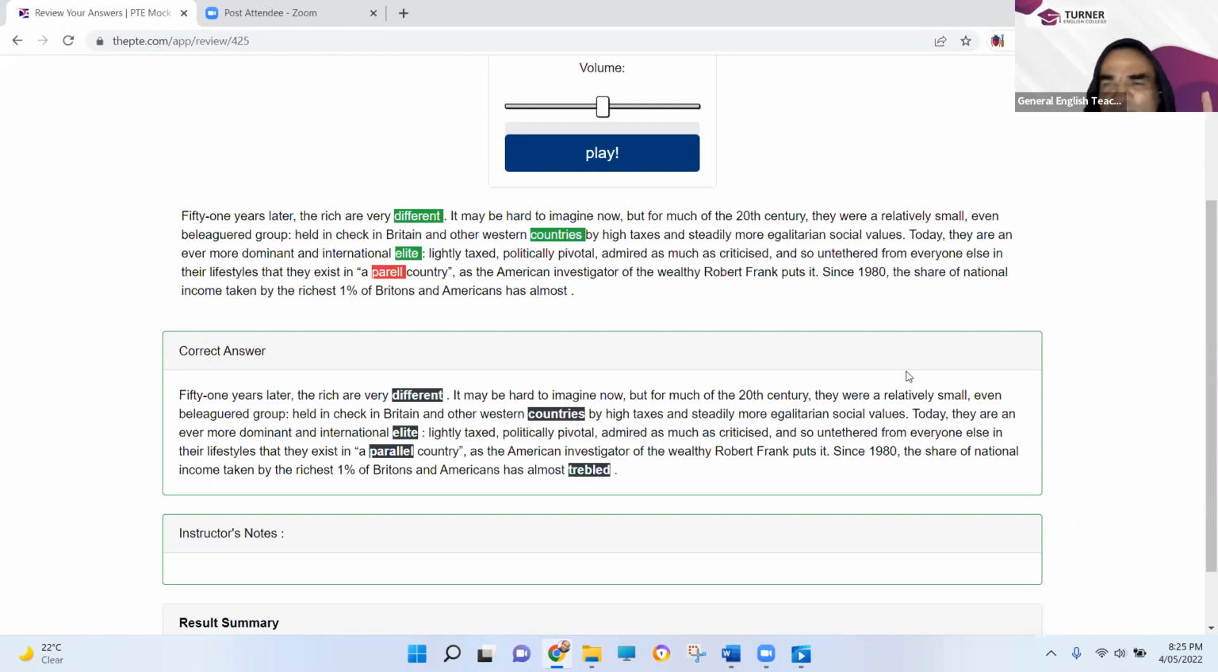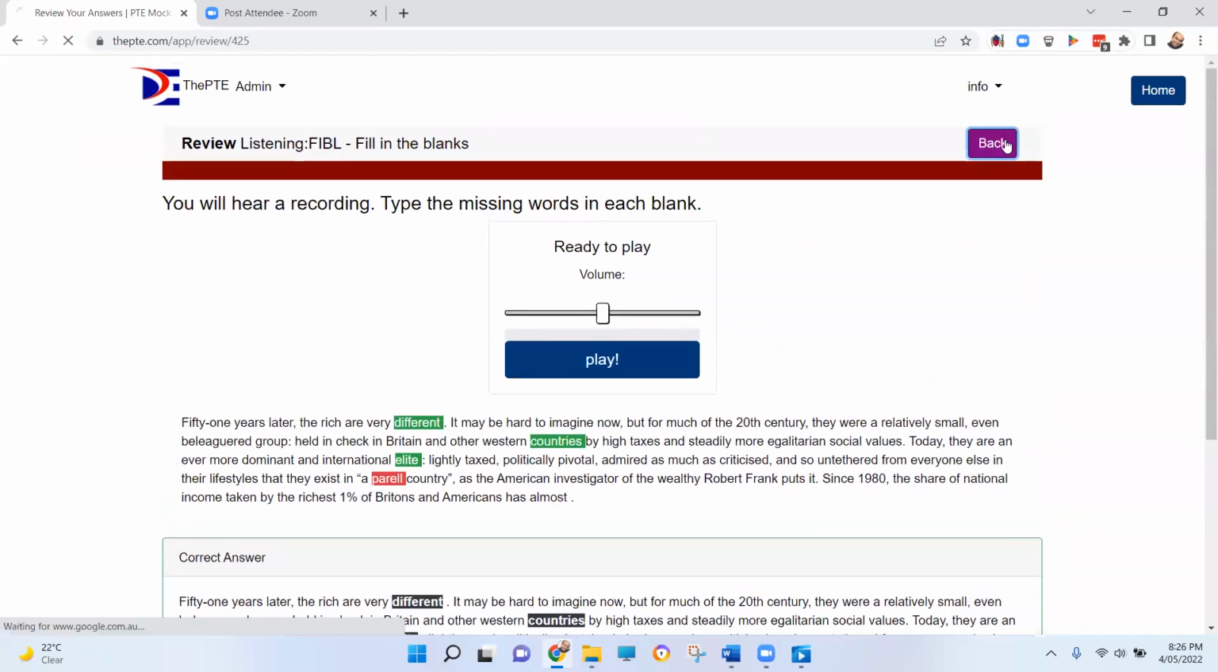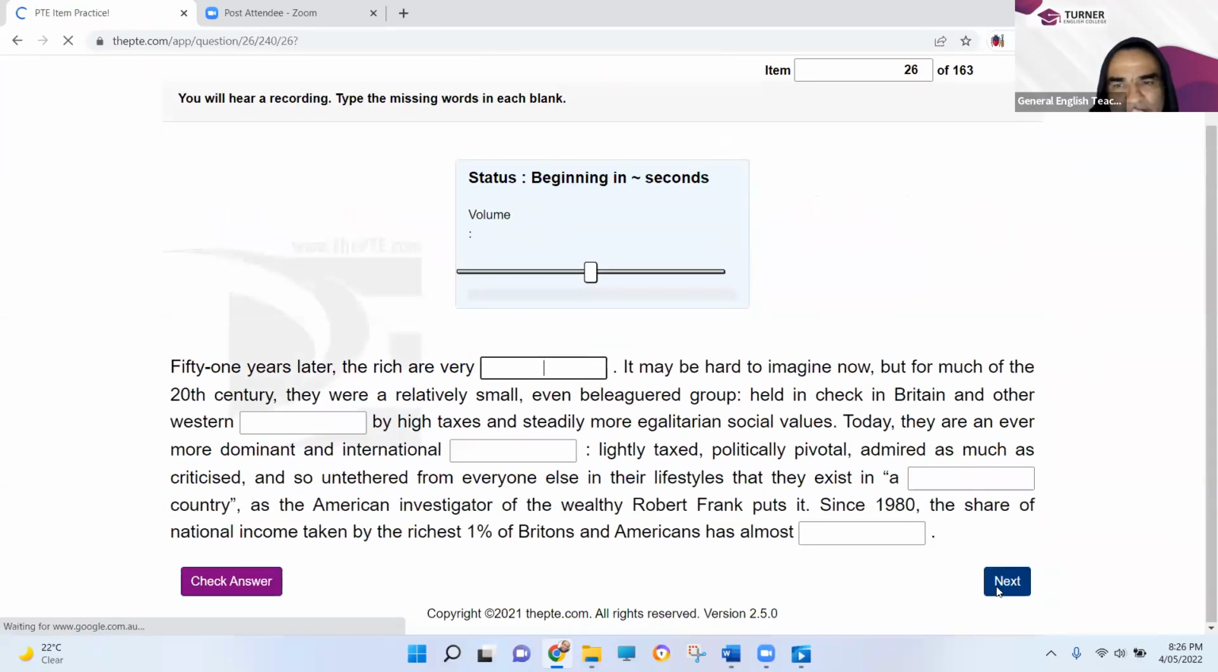How much time do we have? Five more minutes, and we have Sohaila and Mayuko to go. All right. Ready? Next one.